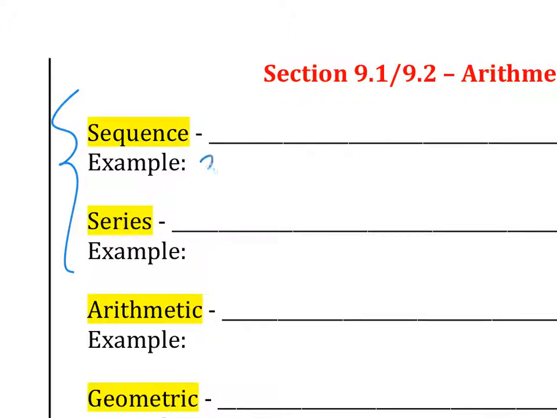Okay, so I'm going to give you some examples. Sequence, for example, 3, 2, 1, 0, ... Series, 3 plus 2 plus 1 plus 0 plus ... Okay, so talk to your partner. What is the difference between sequence and series?